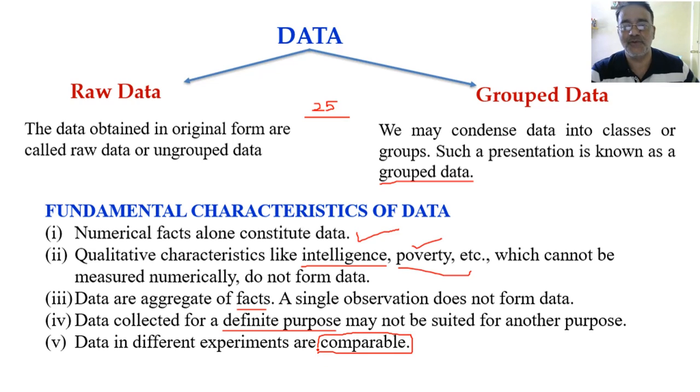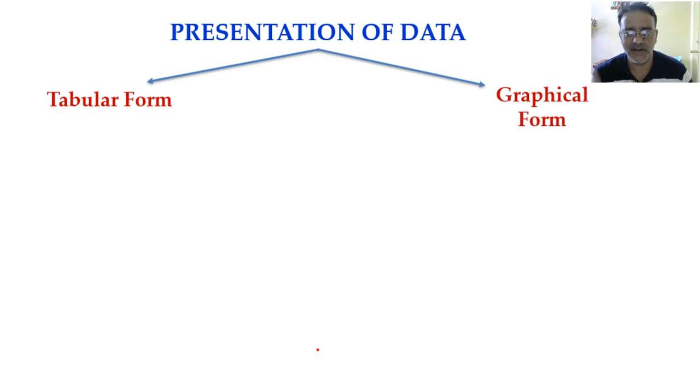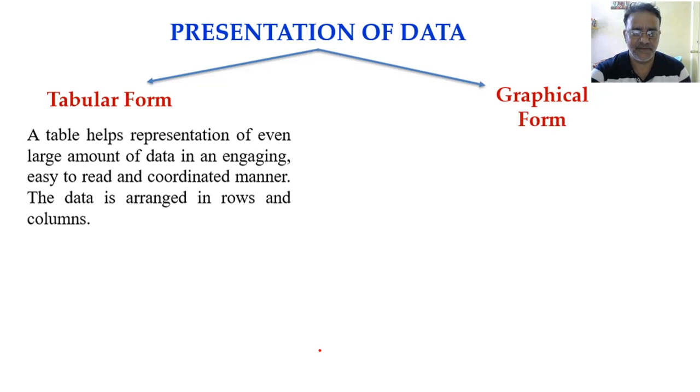How many students scored more than 30 marks? How many scored less than 20 marks? Like that, you can compare the data with each other. Now, presentation of data. Data can be presented in tabular form or graphical form. So let us discuss the tabular form first.